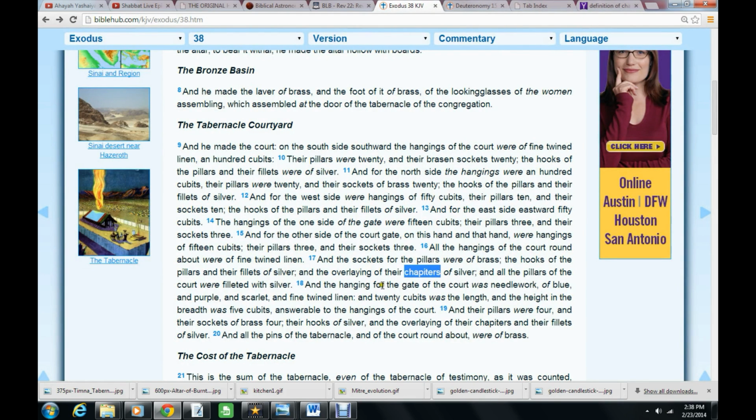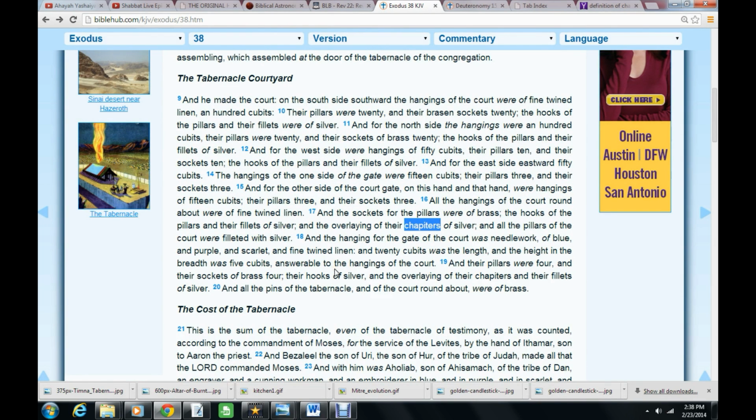So, and the sockets for the pillars were of brass, the hooks of the pillars and their fillets of silver, and the overlaying of their chapiters of silver. And all the pillars of the court were filleted with silver. And the hanging for the gate of the court was needlework of blue and purple and scarlet, and fine twined linen, and 20 cubits was the length, and the height in the breadth was 5 cubits.